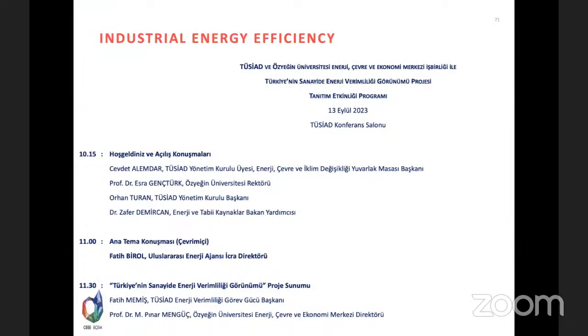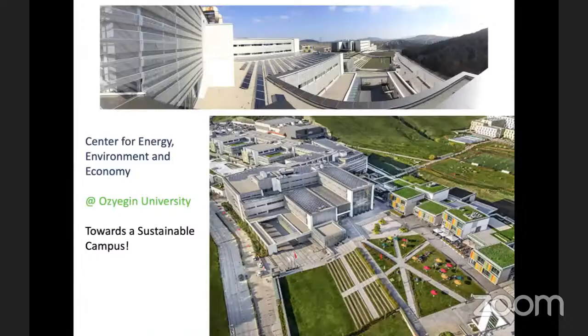This is not the only one. We also try to get into industrial energy efficiency. This is a completely new problem. Again, in 2 weeks, we will have the start of the new project with TÜSİAD, where we will look at the industry and try to come out with industrial energy efficiency, not industrial energy savings. That's done by the industry in many ways. This will be industrial energy efficiency. And we will have this in Istanbul. Fatih Birol will join us also to give us his views. And then we will discuss many of these concepts.